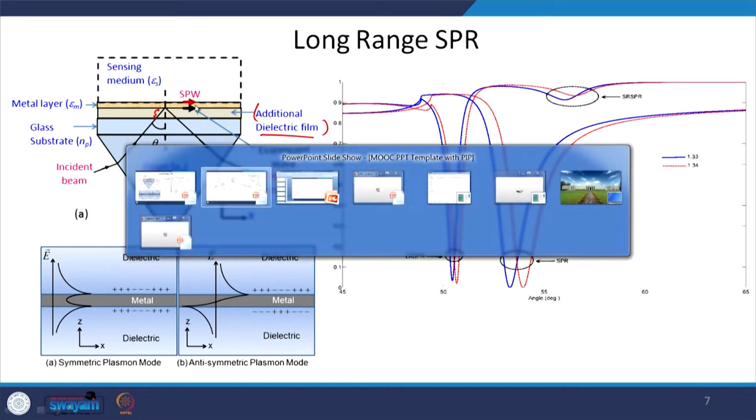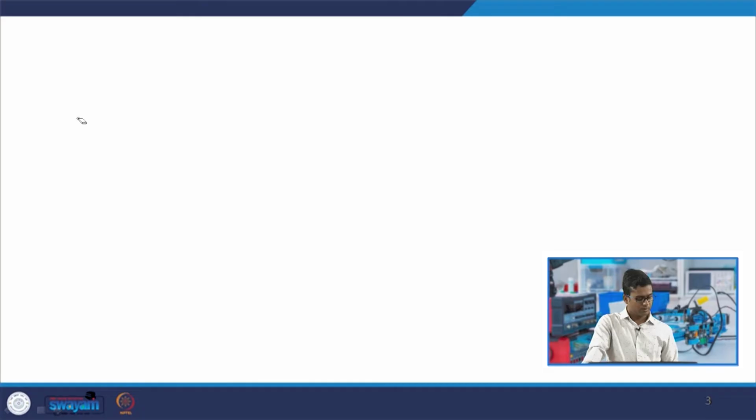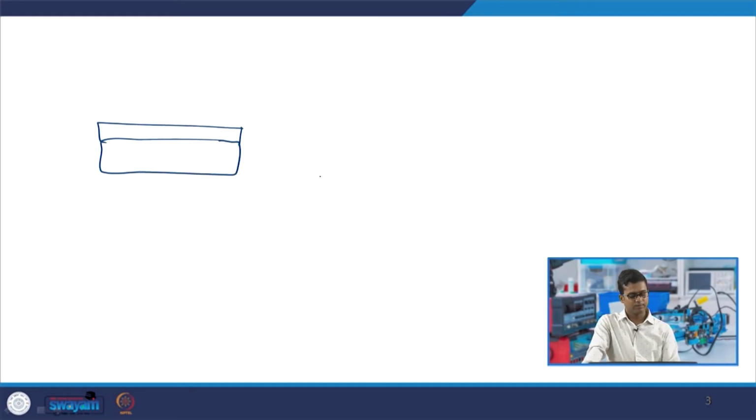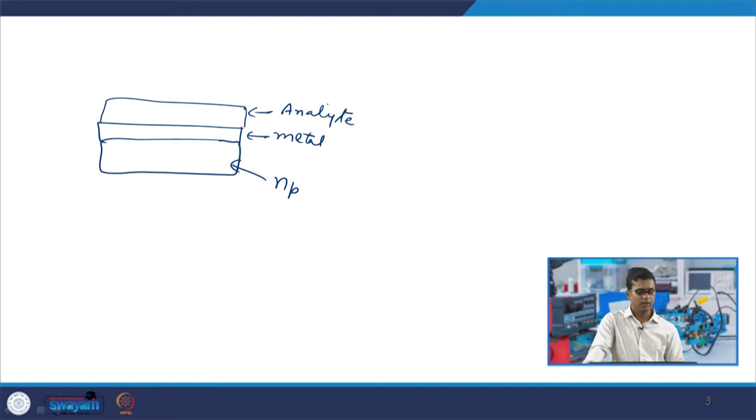So, if you remember when we were considering the prism configuration here, let us say that we had only 3 layers. So, you have one layer, then metal. So it was NP layer, this was metal and this was analyte. You remember that light coming from this could not excite surface plasmons here, it could excite surface plasmons only here. Here you have SP, here you do not have SP.